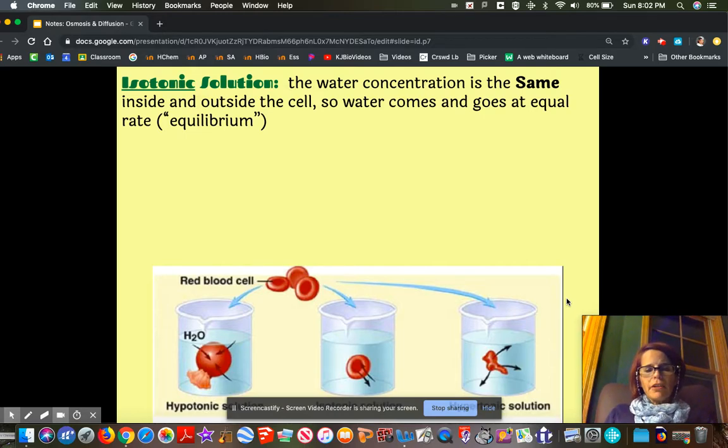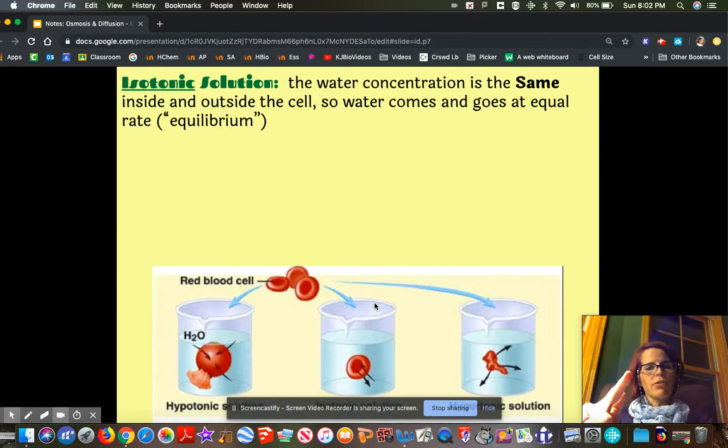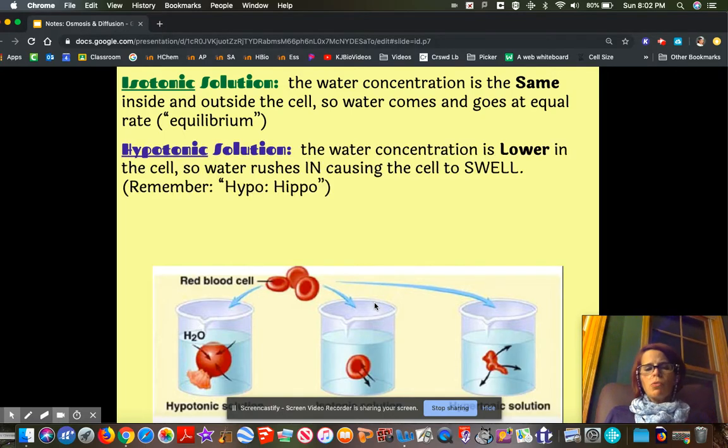If you look at the diagram down at the bottom, the isotonic solution is the one that's in the middle. If you see the arrow, there's an arrow going into the cell and there's an arrow coming out of the cell. That indicates that water is coming and going at an equal rate, and we call that equilibrium. The red blood cell in this diagram is staying the same size. That's homeostasis, staying the same, and that's what cells want. So what happens if cells get put into a different solution?